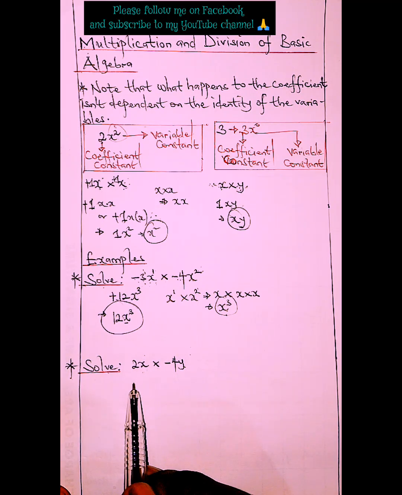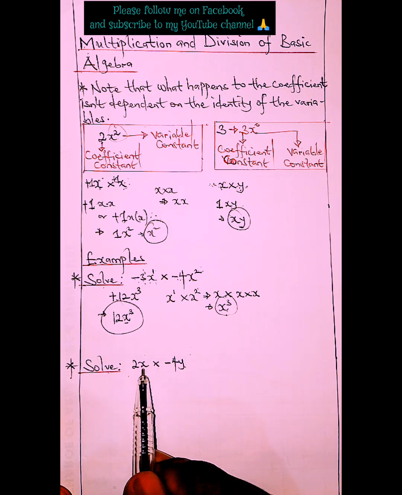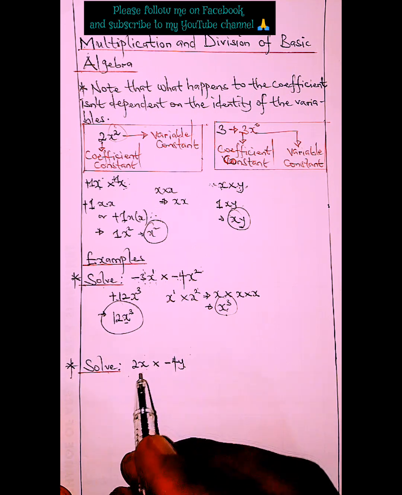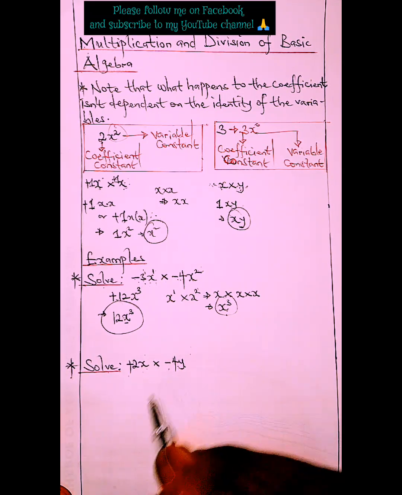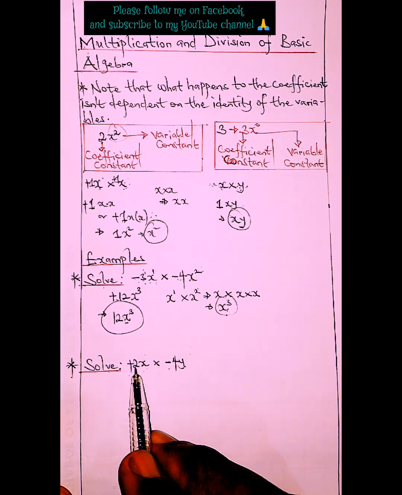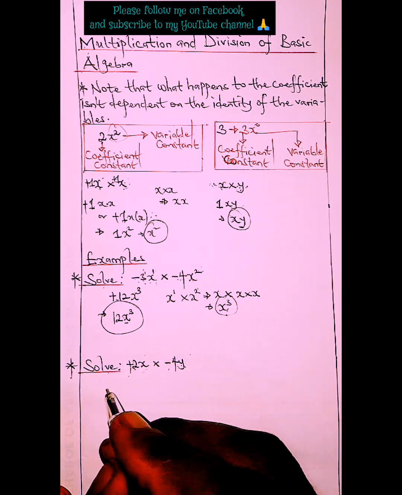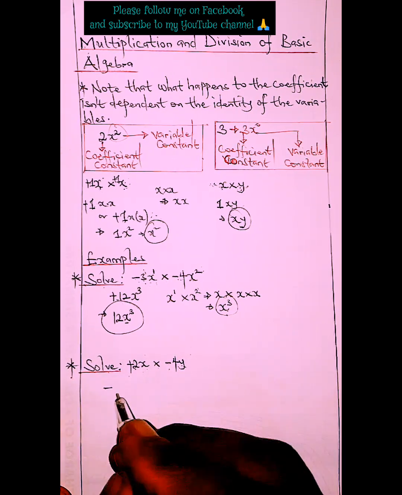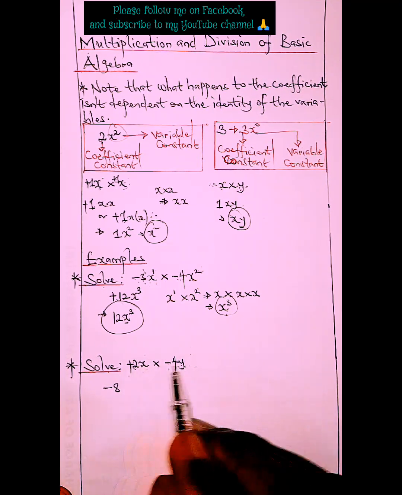So what we just have to do here first is to work separately on the coefficient or the constant, and after that we work separately on the unknown or variable. So here we have plus 2, and right here we have minus 4. So first of all, we're going to combine the coefficients. So plus 2 times minus 4. Plus times minus gives us minus. Then 2 times 4 is 8. Now these two variables are not the same. They are very different.